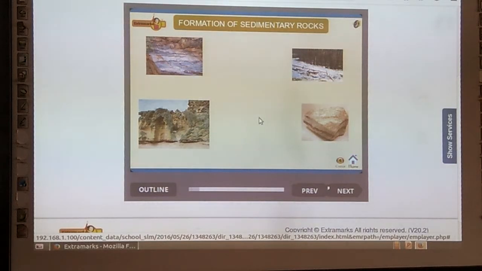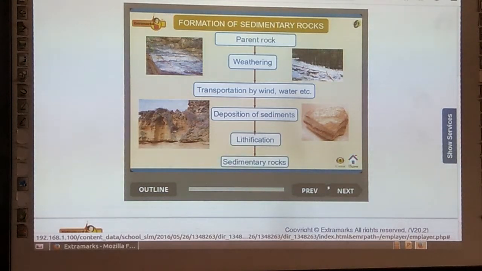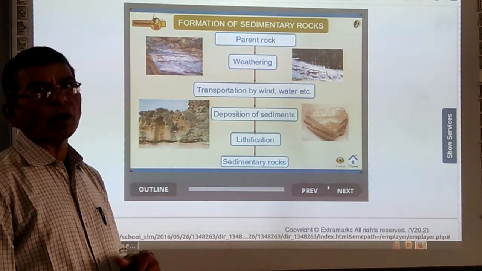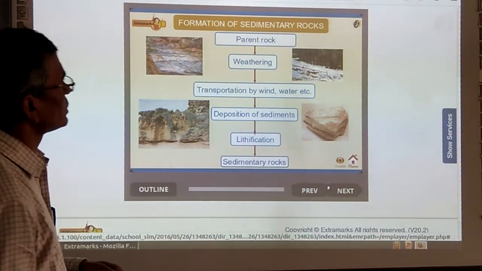Let us have a look at the sequence leading to the formation of sedimentary rocks: parent rock, weathering, transportation by wind, water, etc., deposition of sediments, lithification, and sedimentary rocks. Let us have a look at the animation on the following slide to understand the process of formation of sedimentary rocks. This is how the sedimentary rocks are going to form.